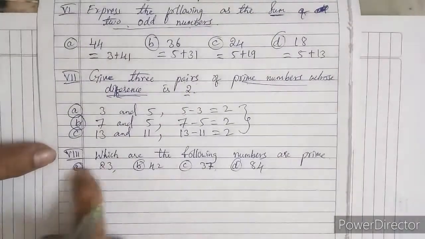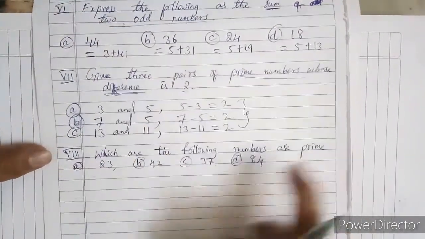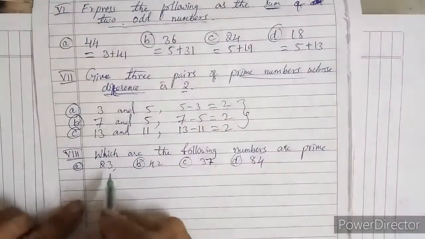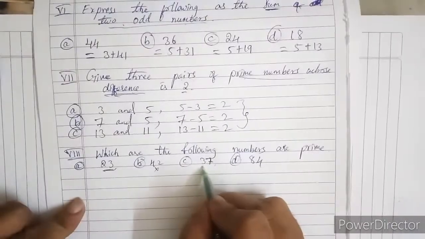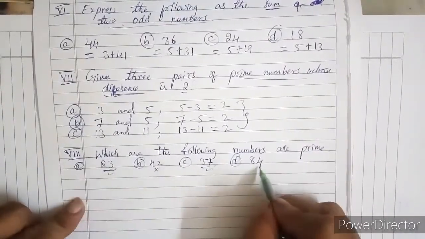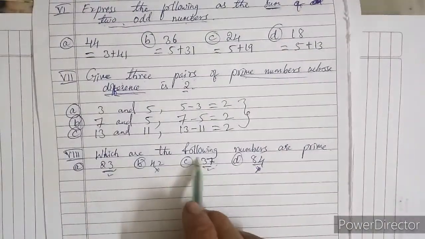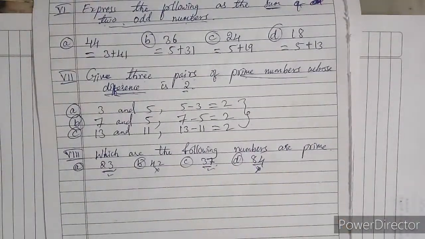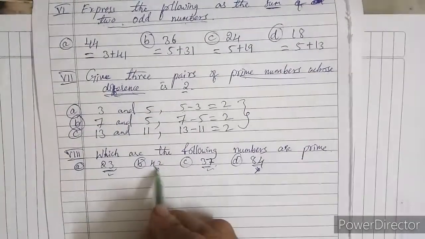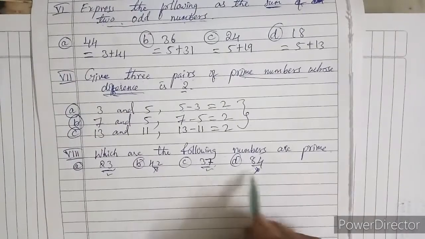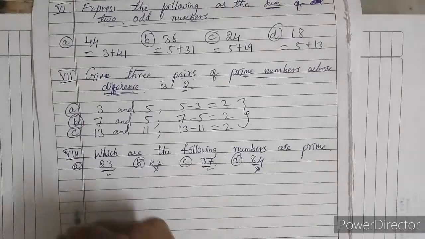So, question number 8: which of the following numbers are prime? We have to pick the prime numbers. 23 is a prime number, 42 is not a prime number, 37 is also a prime number, and 84 is not a prime number. Understood? So, they are asking which of the following numbers are prime. Next question I am going to explain, question number 9.